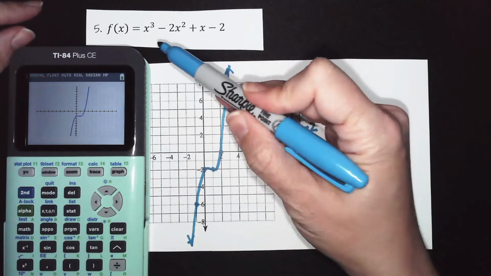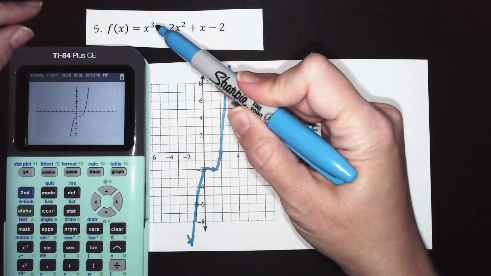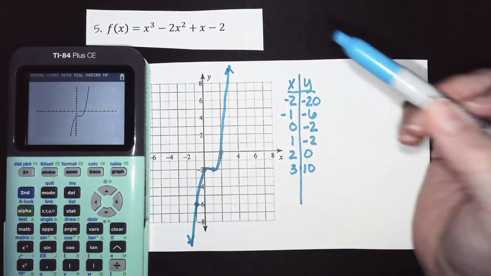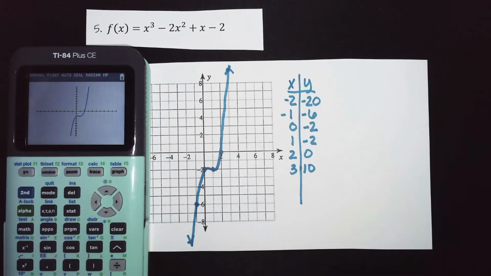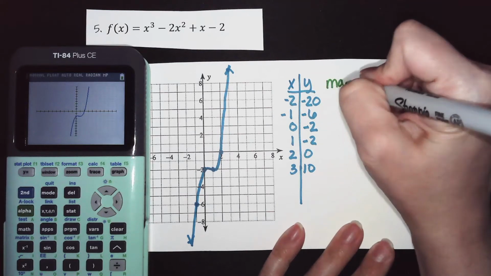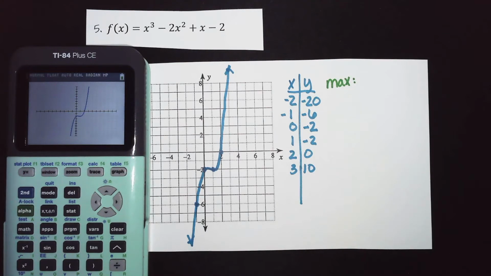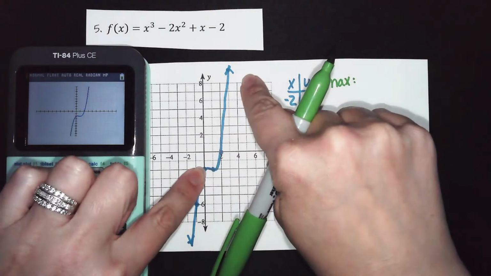So my power is 3, which means 3 minus 1 is 2. So at most, I can have 2 turning points. So 2 max mins total. So let's determine our max. Now this is a local max, okay? It's not, obviously, its max goes on forever.